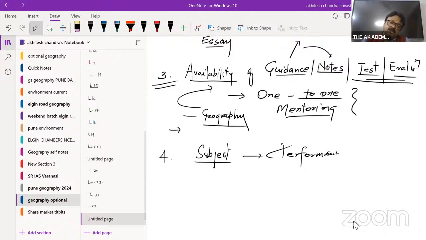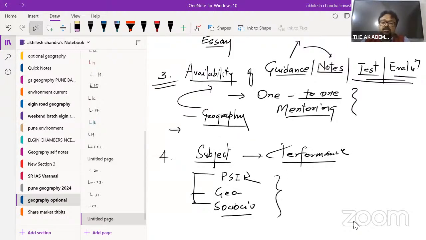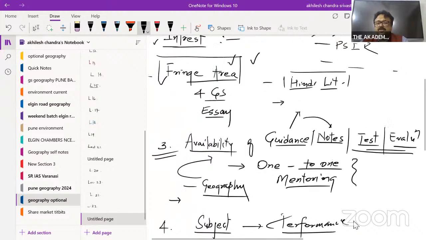So if you see this performance, how many students have been selected in the previous year's exam. In that scenario also, the top three subjects happen to be PSIR, geography, as well as sociology. So these were the top three subjects giving the maximum selection in this examination. These should be the yardstick while choosing the optional.